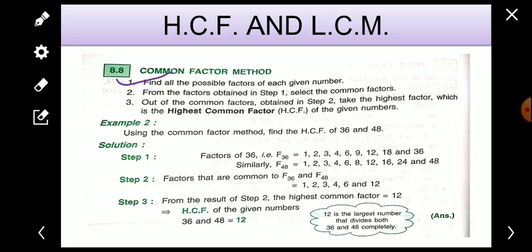So what will you do? The first step was to find all the possible factors of the given number. So we have got all the possible factors of the given numbers. Now the second step is that from the factors obtained in step 1, select the common factors. Now we will select the common factors from here.